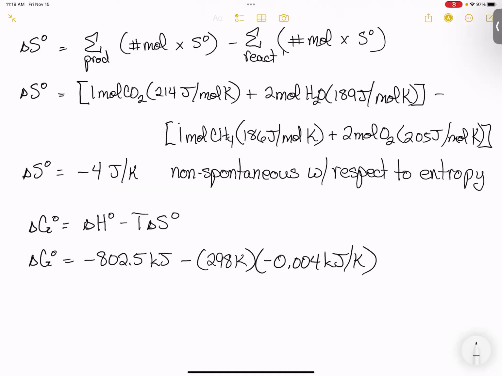So you will notice three things. Number one, because I was not given a temperature, I assumed it to be 25 degrees Celsius. Number two, I changed that temperature to Kelvin, so it's 298 Kelvin. And number three, I changed the entropy to kilojoules to match the enthalpy.